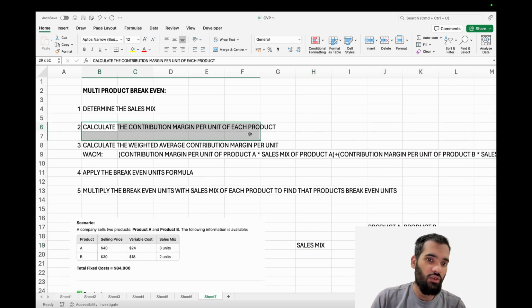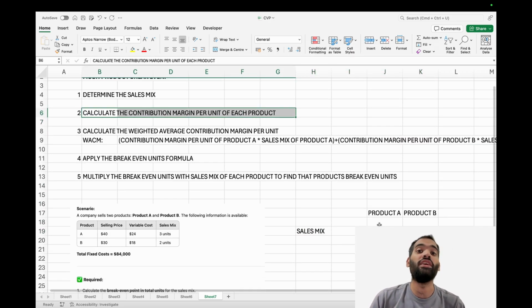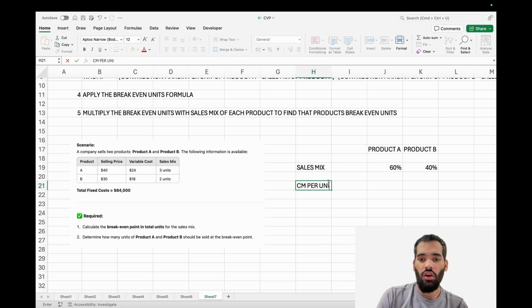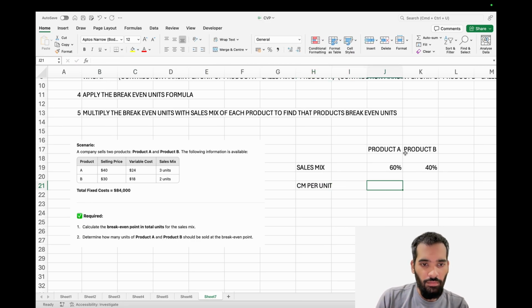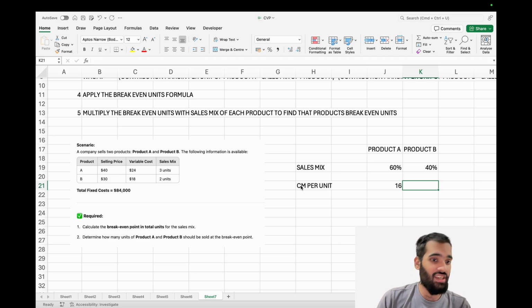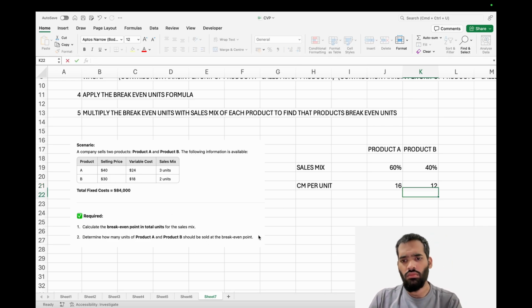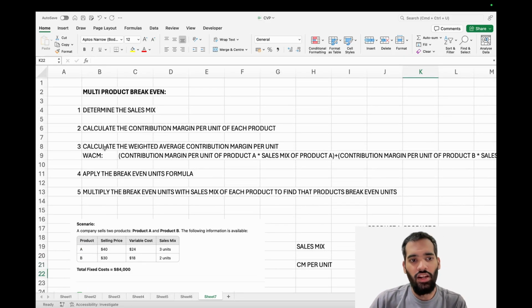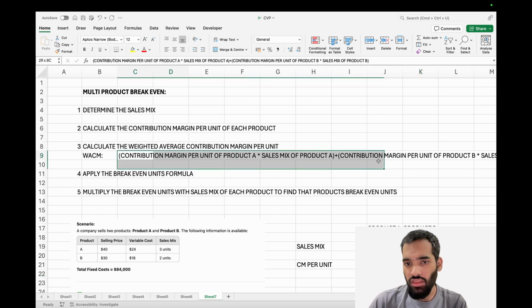Step 2, calculate the contribution margin per unit of each product. So here we'll do contribution margin per unit of each product. For product A, contribution margin per unit will be selling price minus variable cost. So 40 minus 24, it's 16. For product B, however, it will be 30 minus 18, so 12. Step 2 finished. Now, step 3, calculate the weighted average contribution margin per unit, which obviously has this formula.